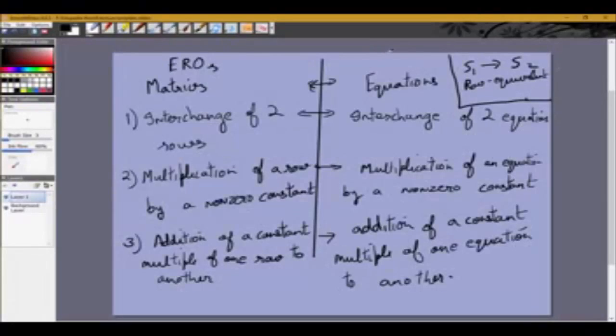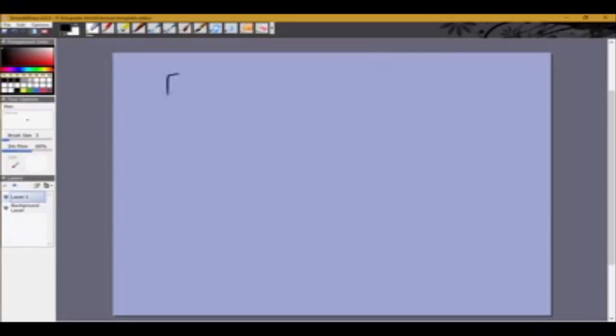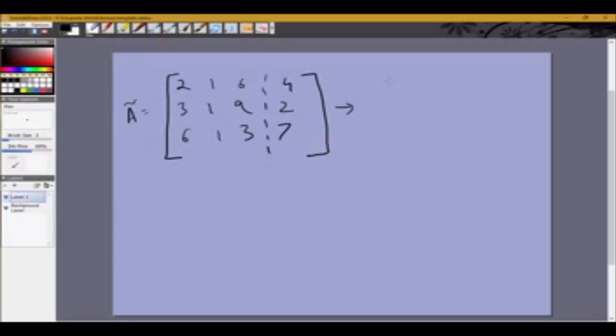Right? So how would this occur? So let's just say you have an augmented matrix 2 1 6 4, 3 1 9 2, 6 1 3 7. Right. This augmented matrix A tilde would correspond to 2x plus y plus 6z is equal to 4, 3x plus y plus 9z is equal to 2, 6x plus y plus 3z is equal to 7. This would correspond to this.